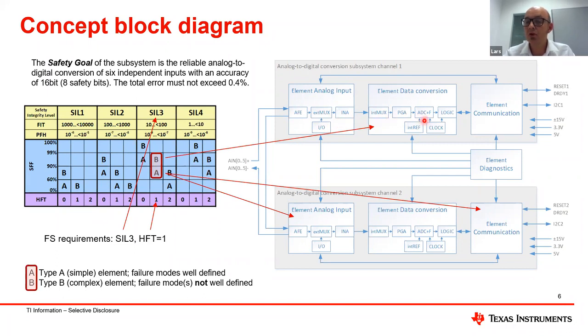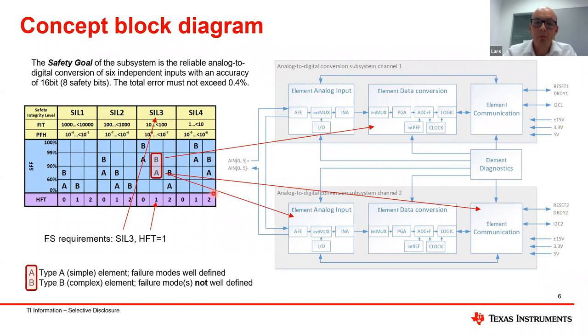The element data conversion is basically the A/D converter. It has an internal multiplexer and PGA, an ADC and filter, logic, an internal reference, and the clock. And the element communication, the last element of the channel, is basically the communication to the outside, to the microcontroller or microprocessor.